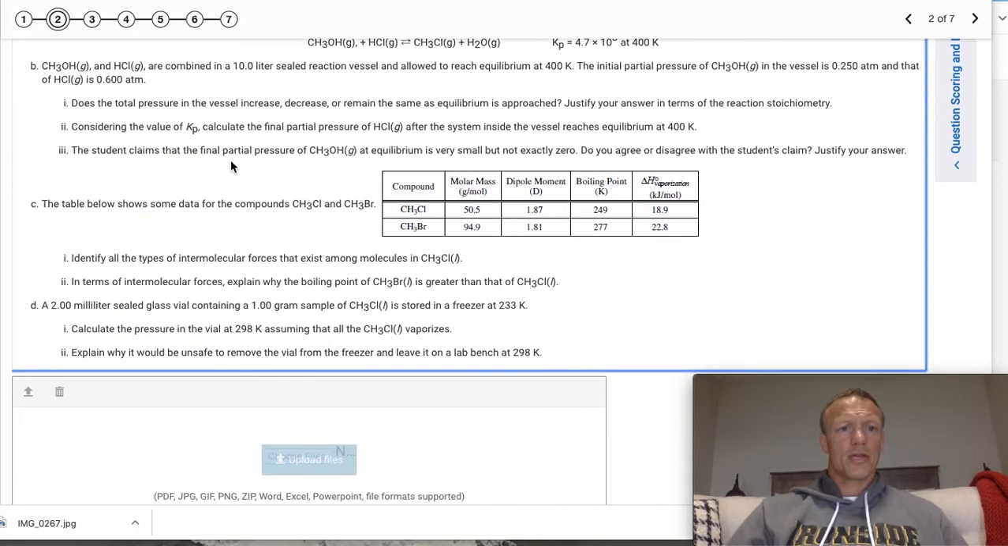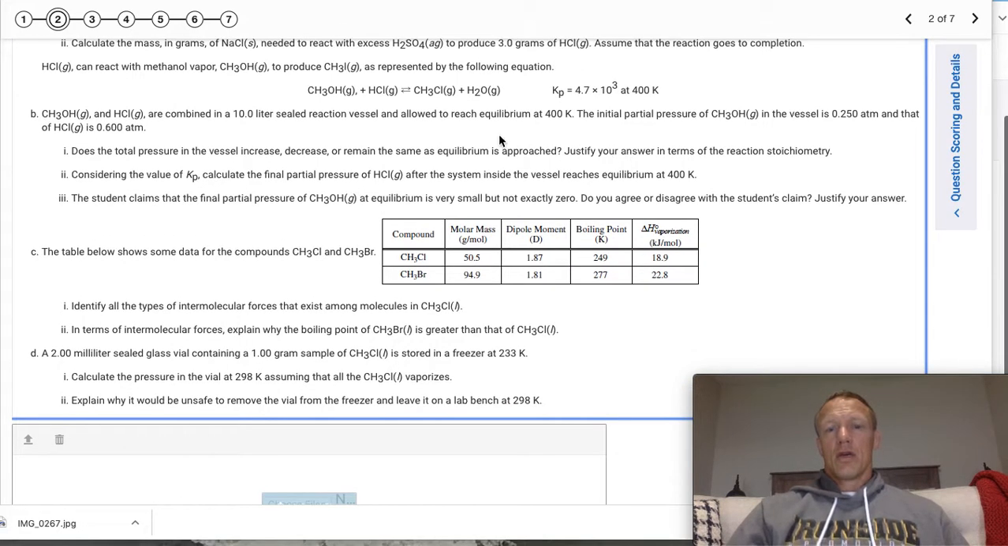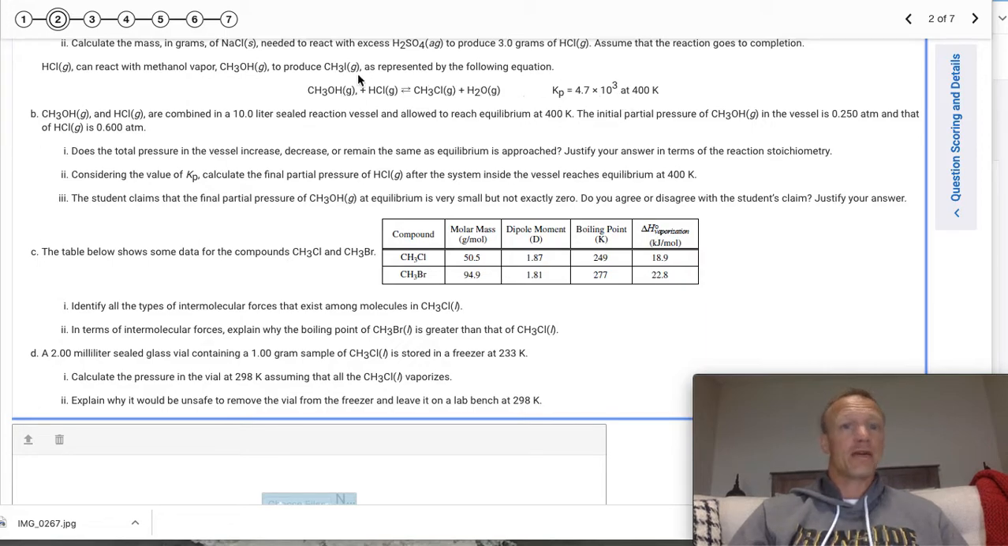Third question there. The student claims that the final pressure of CH3OH at equilibrium is very small, but not exactly zero. Do you agree or disagree with the student's claim? So this reaction does essentially go to completion to the right, but it's at equilibrium. So some of these are always reacting going back this direction, but there's a very large K value in the forward direction, so not much of these are going back that way, but there's always going to be a little bit of there whenever you're at equilibrium.